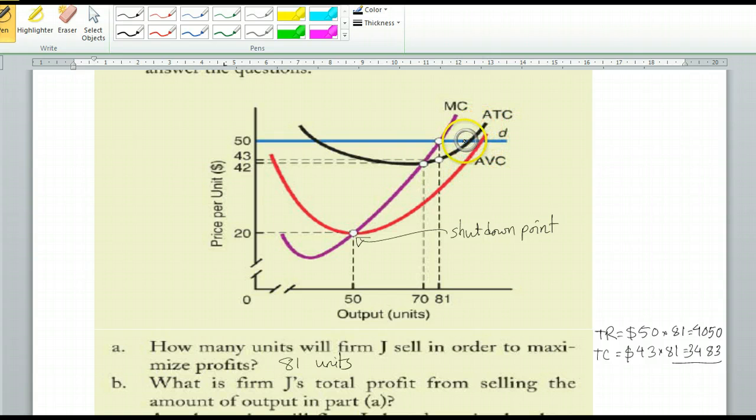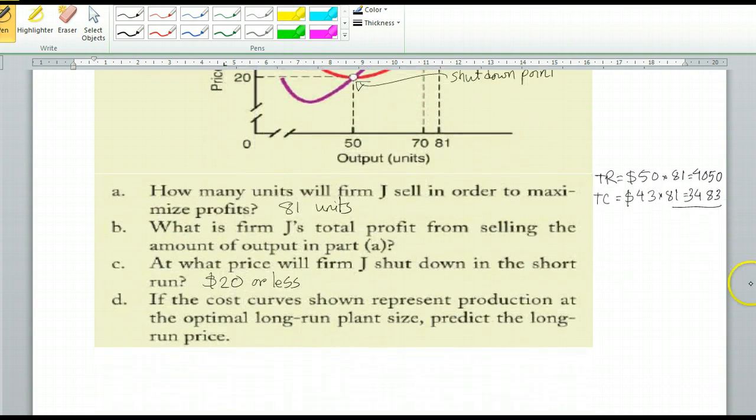if we assume that this is the long run plan, and in which case minimum point of the average total cost is the point where this firm is going to operate, which is shown by this price 42. So we can say long run price is going to be 42, faced by this representative firm, and that's the market price.